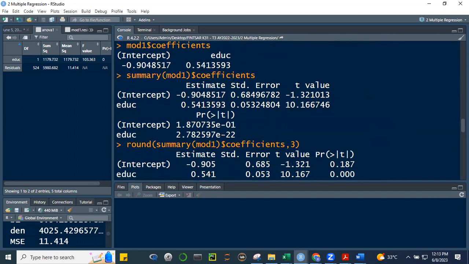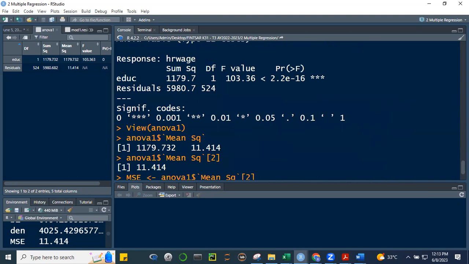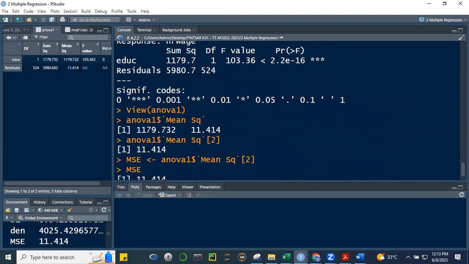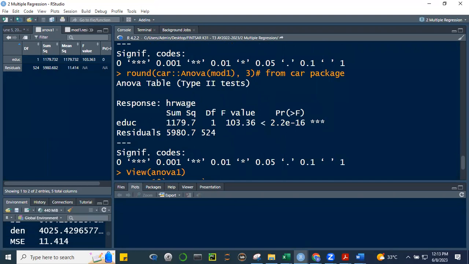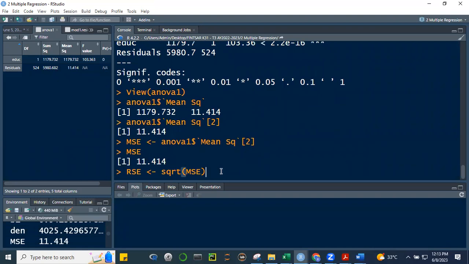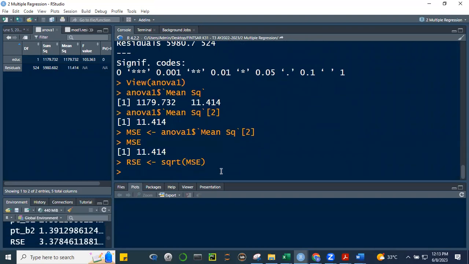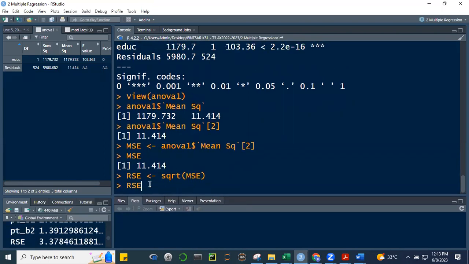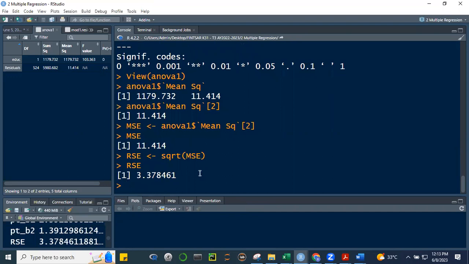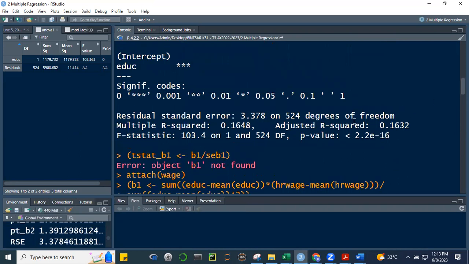Get the mean standard error. The mean standard error, I already showed you, right? Based on the ANOVA, this. Okay, there, class, 3.378. Isn't that this one? There, 3.378. So we know where this comes from. It comes from the ANOVA.